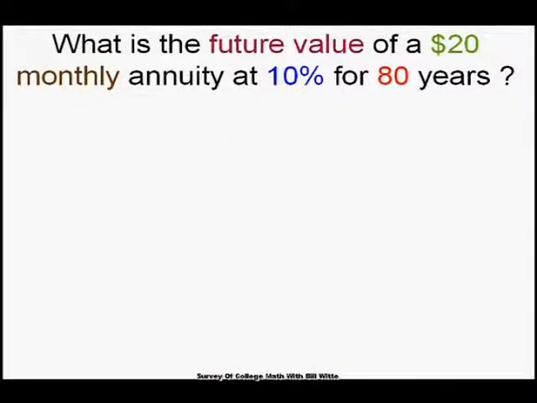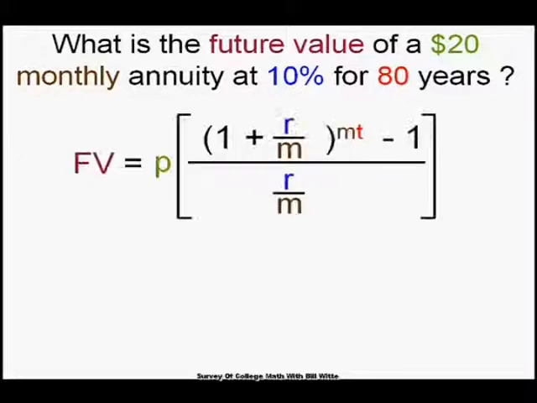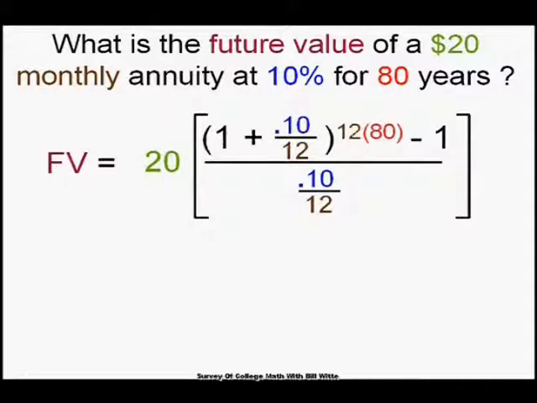Let's do another one. And remember, we did this one before. It was to teach you the power of compounding. Now we're going to do just a small amount, $20 monthly, at 10%. Remember we said that sounded high, but that's what the stock market generally gets. So if you put $20 in the stock market at 10% for 80 years, what would that be worth?